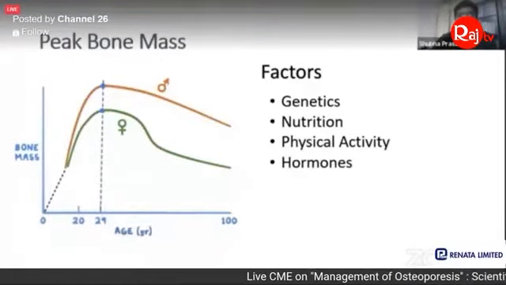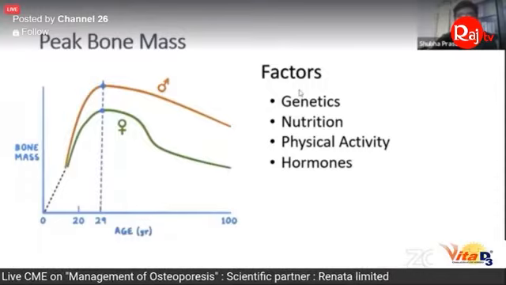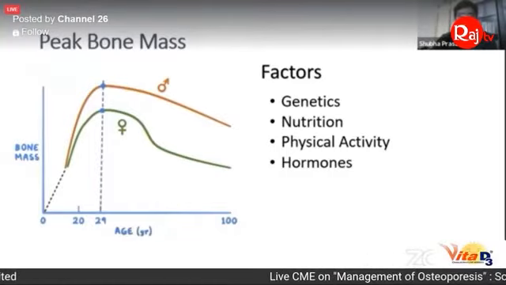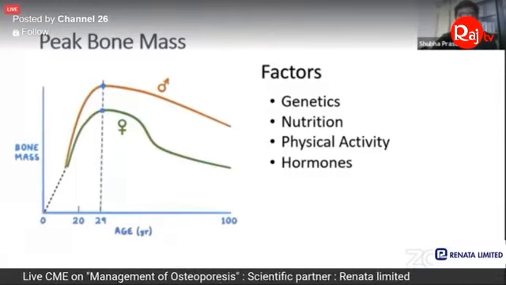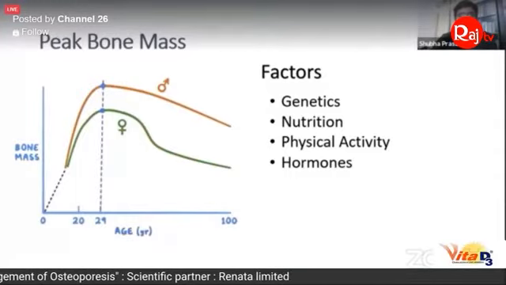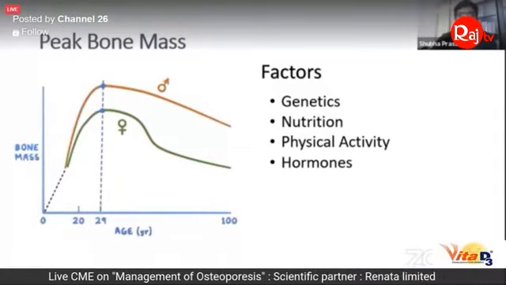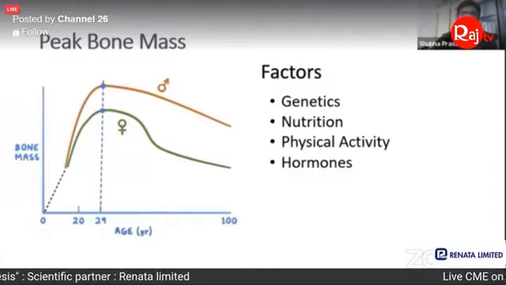The first one is genetic factor. For example, people of African descent tend to have greater bone mass. Second one is nutrition. Adequate vitamin D intake can increase bone mass. And a very important factor, very much necessary in this pandemic situation, is physical activity. Physical activity increases the bone mass. And finally, some hormones like estrogen and androgen inhibit bone resorption.